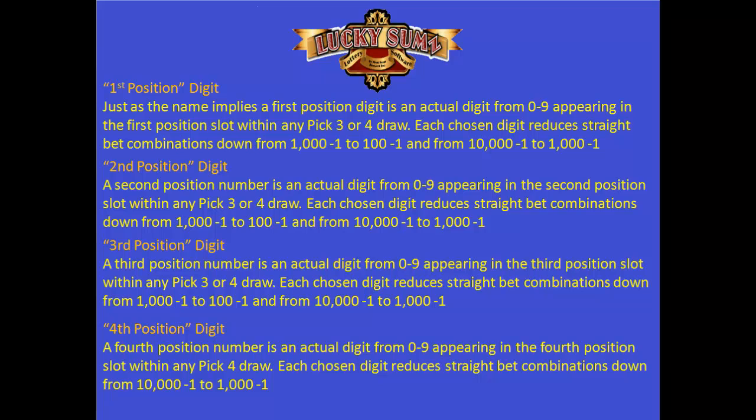The next cycle is the first position digit cycle. Just as the name implies, a first position digit is an actual digit from 0 to 9 appearing in the first position slot within any state's pick 3 or pick 4 lottery draw. Each chosen digit reduces straight bet combinations down from 1,000 to 1 to 100 to 1, and from 10,000 to 1 to 1,000 to 1. The same with the second position, third position, and fourth position digit cycles.